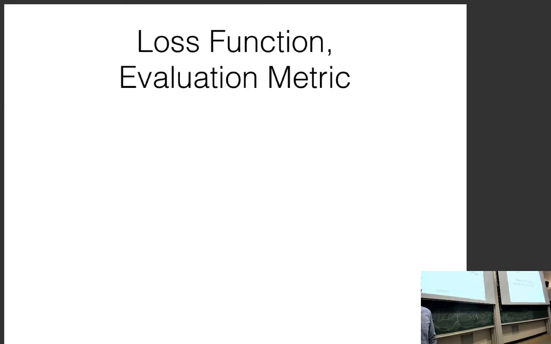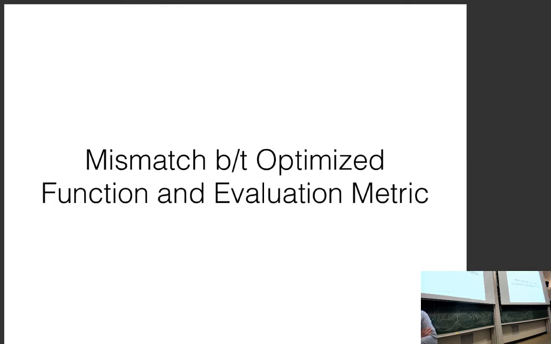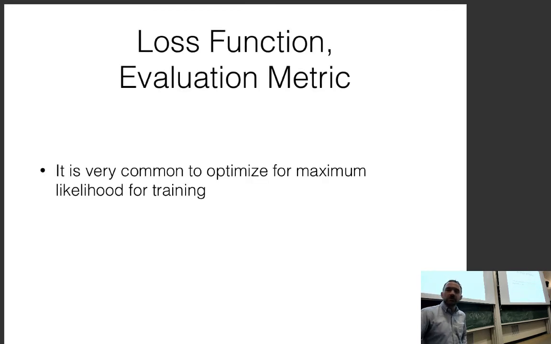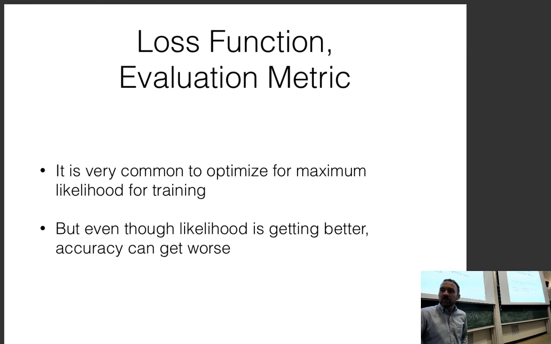So the last part, this is a really important thing that I think a lot of people don't think about quite enough, but it's very, very important, which is that mismatch between the function that you're optimizing, your loss function, and the thing that you're evaluating, the evaluation metric. So the loss function is almost all the time in neural networks, maybe 98% of the time, we're optimizing something like maximum likelihood. But even though the likelihood is getting better, accuracy can get worse. And this is because there's a connection between likelihood and accuracy, but it's not a direct 100% monotonic connection between the two.